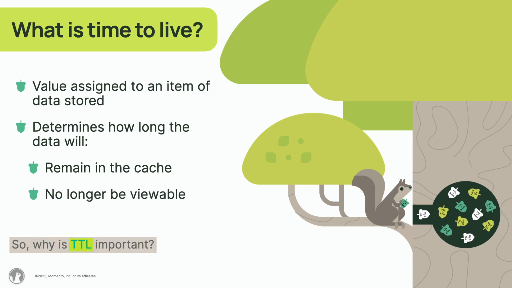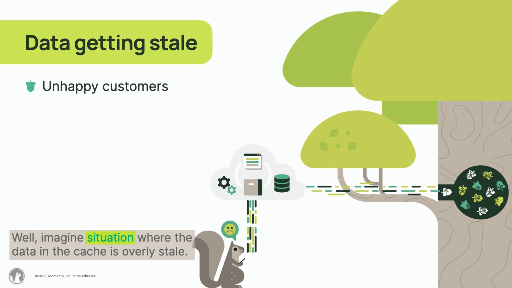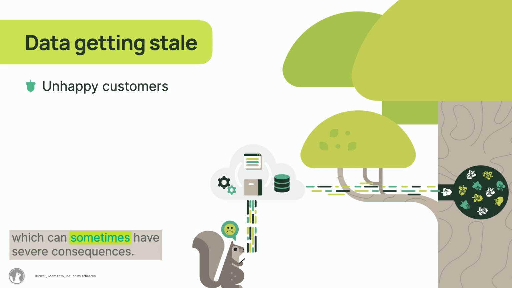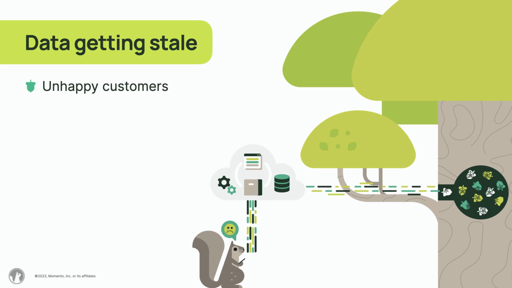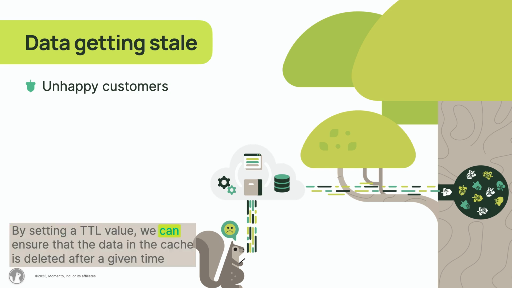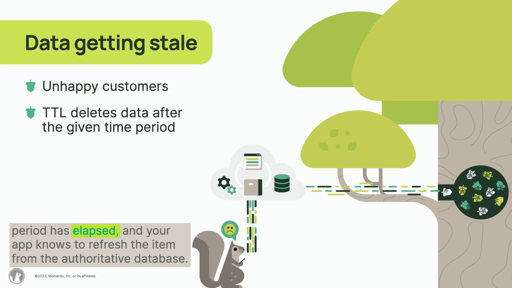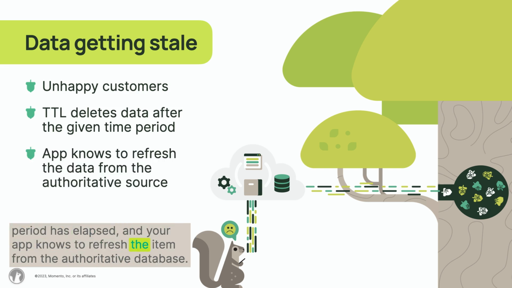So why is TTL important? Well, imagine a situation where the data in the cache is overly stale. This could lead to information that's no longer relevant being displayed to a user, which can sometimes have severe consequences. By setting a TTL value, we can ensure that the data in the cache is deleted after a given time period has elapsed, and your app knows to refresh the item from the authoritative database.